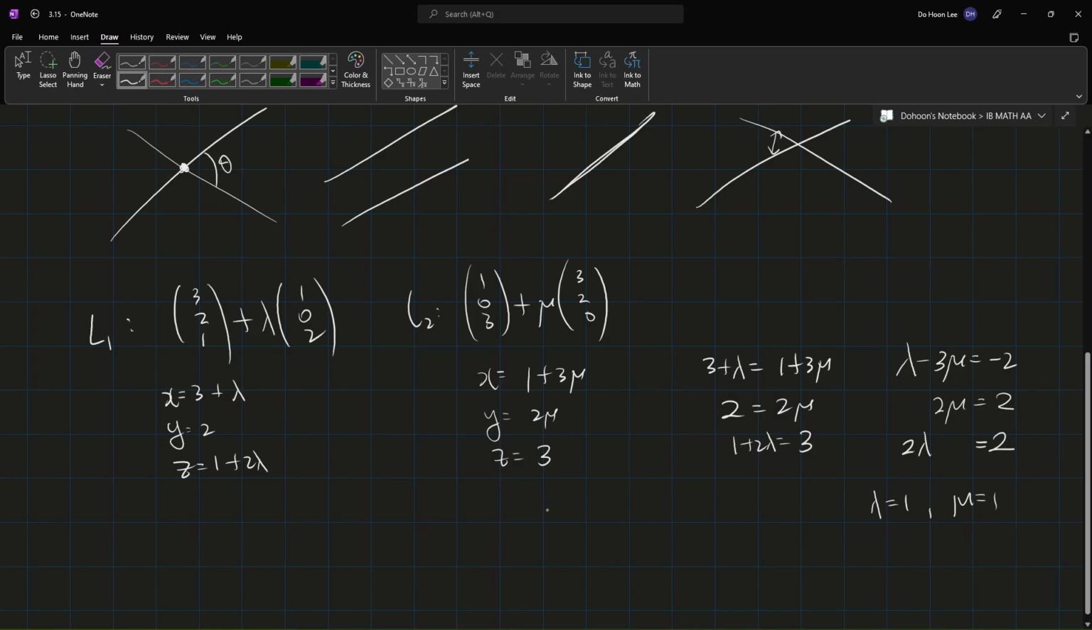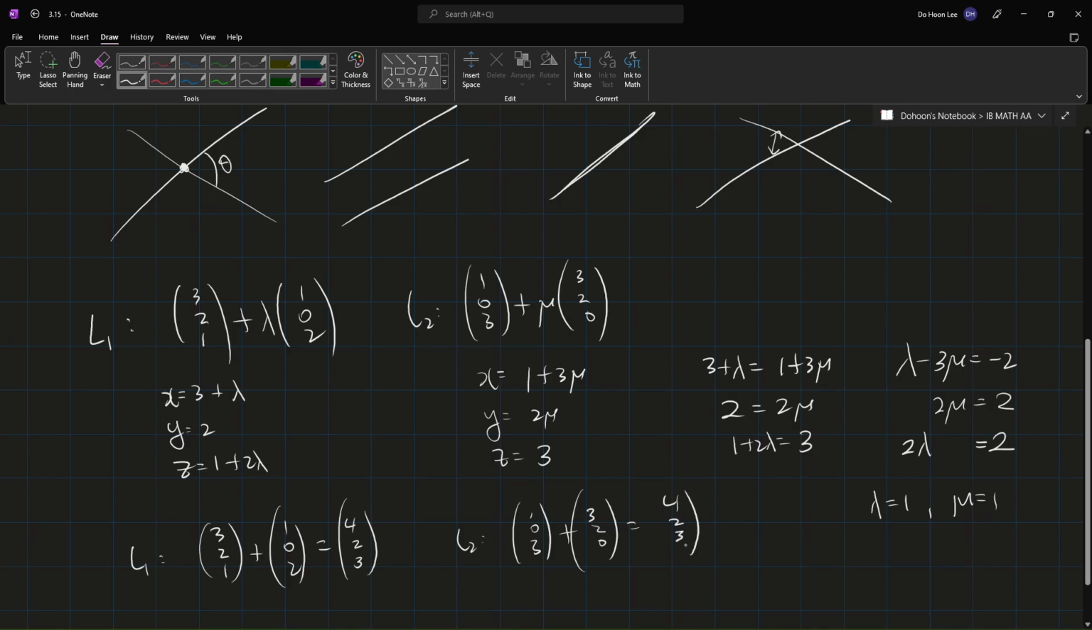So now we know lambda and mu, we can substitute into our lines to find the point of intersection. So for line 1, it becomes (3, 2, 1) plus (1, 0, 2), which gives us (4, 2, 3). For line 2, we get (1, 0, 3) plus (3, 2, 0), and we also get (4, 2, 3). So we know that the two lines intersect at the point (4, 2, 3).